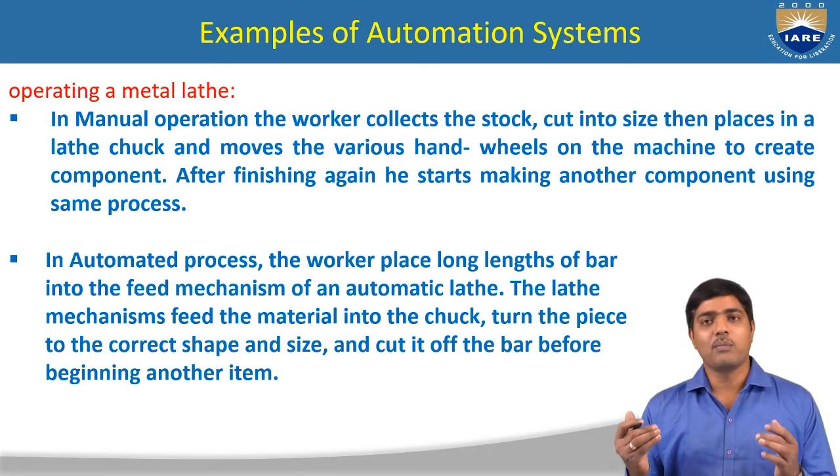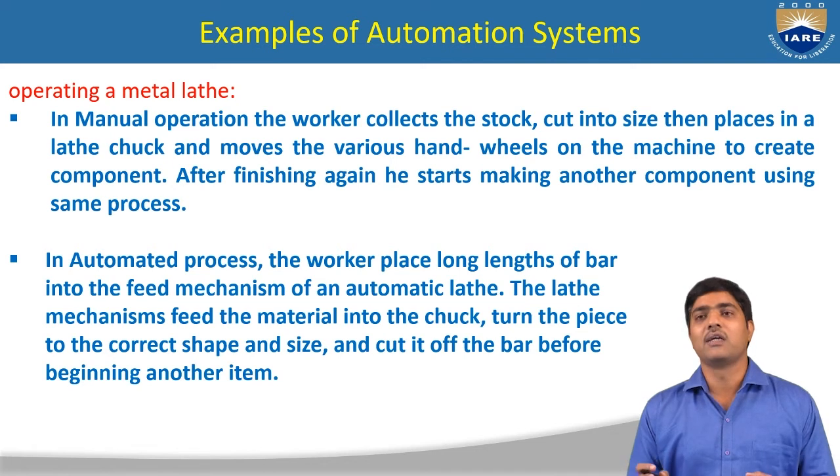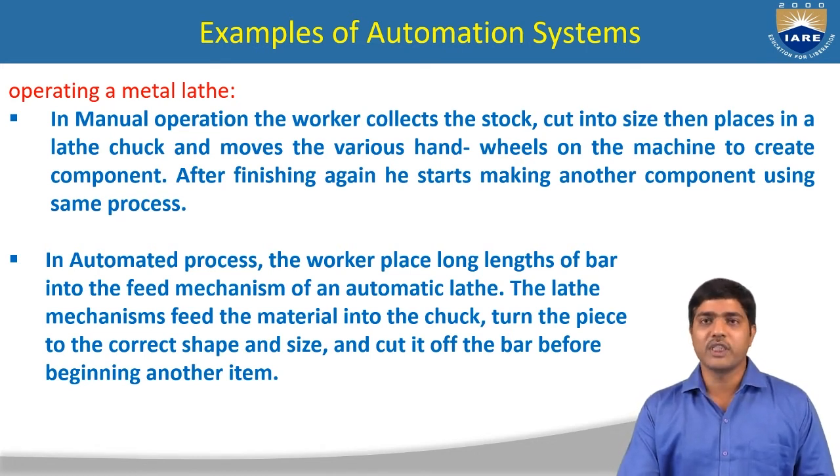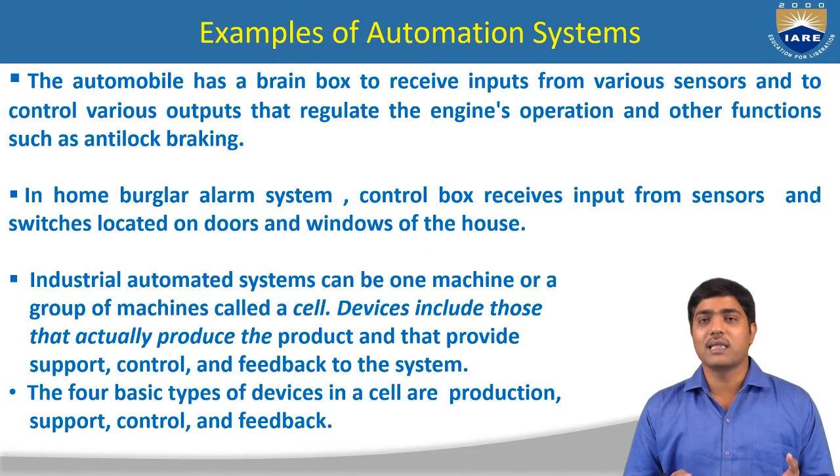So within the automated process, you can create the components very efficiently with similar sizes, and there won't be any variations in the product or component size. This is one of the major advantages of industrial automation. And we can consider another example.